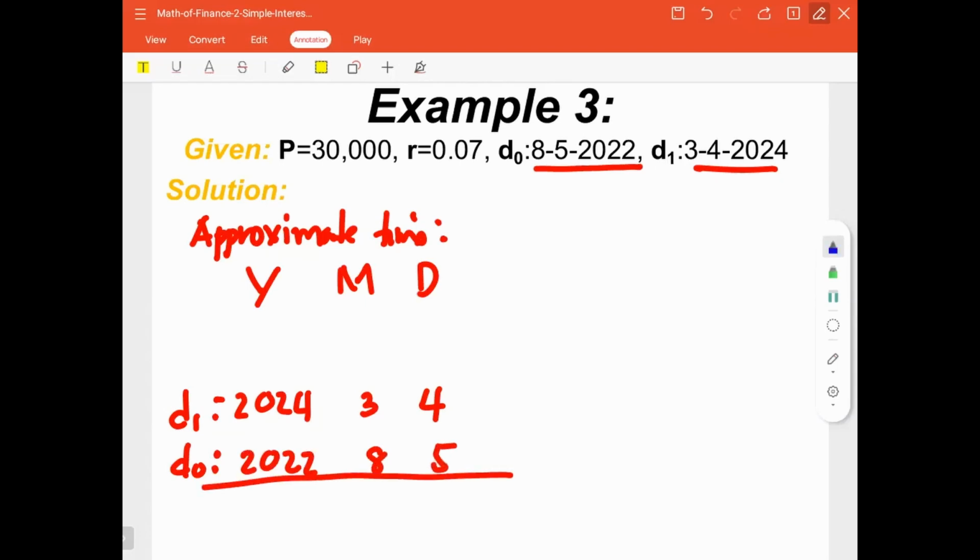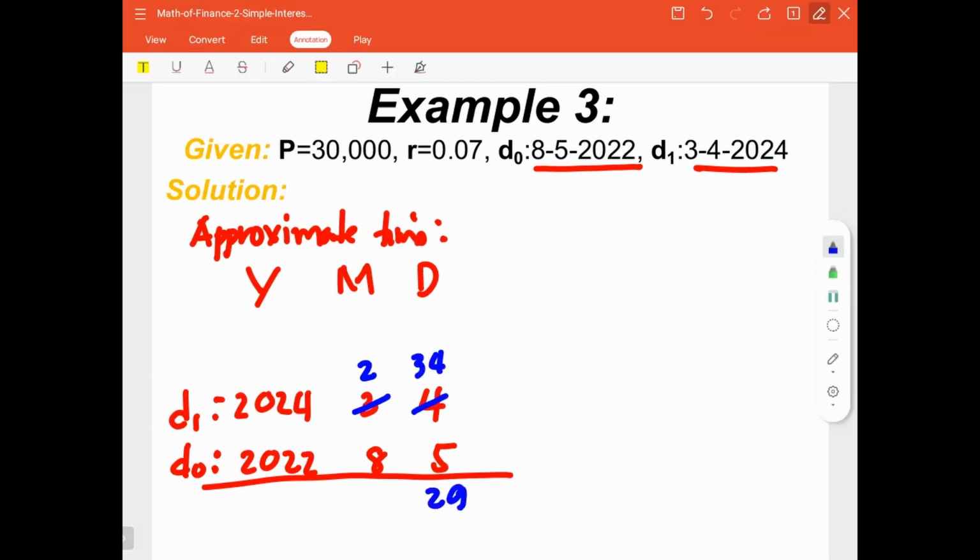Now we subtract, column by column. 4 minus 5 cannot be, so we borrow 1 from here to have it 2 here. But of course that's 1 month, right? So we assume to have 30 days in a month. So that 30 days will be added to this 4, so it becomes 34. So we now subtract 34 minus 5 is 29.